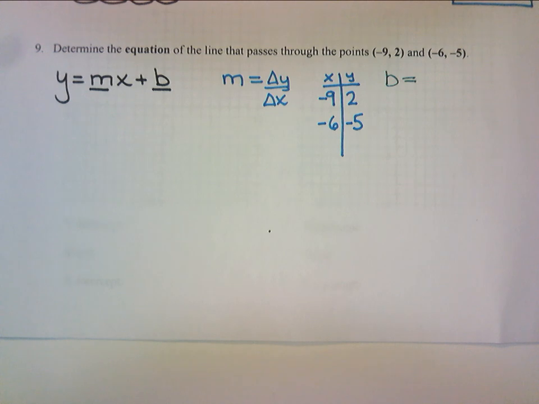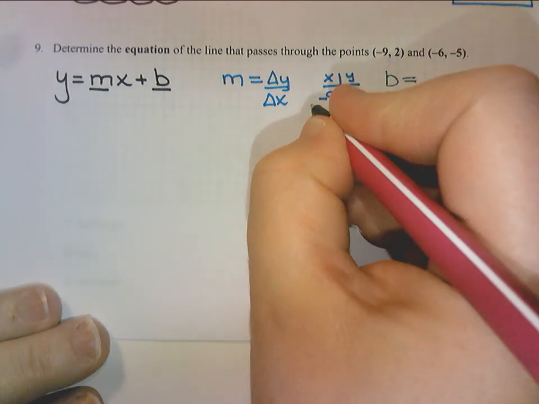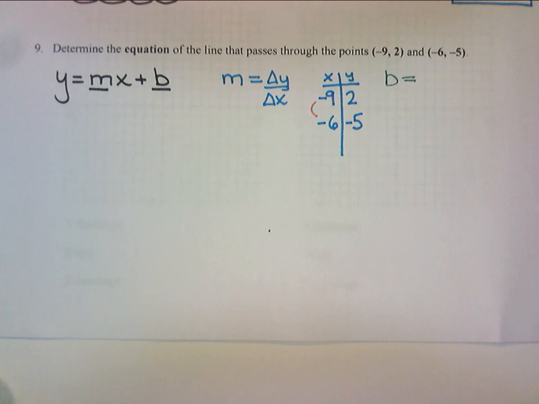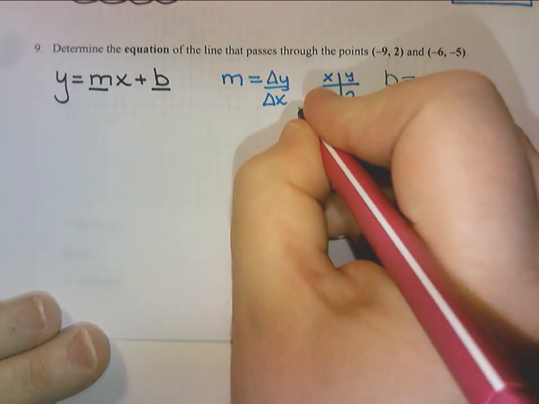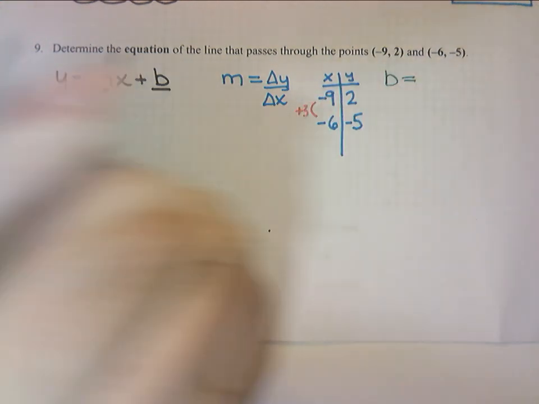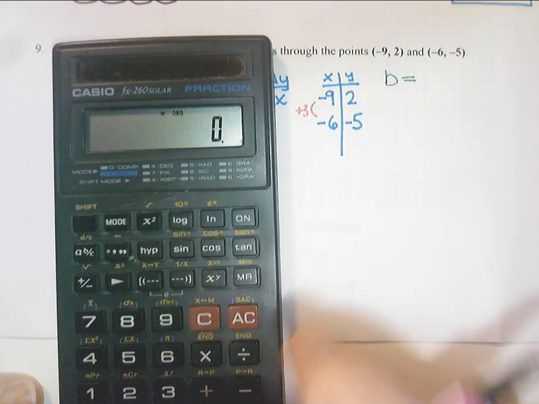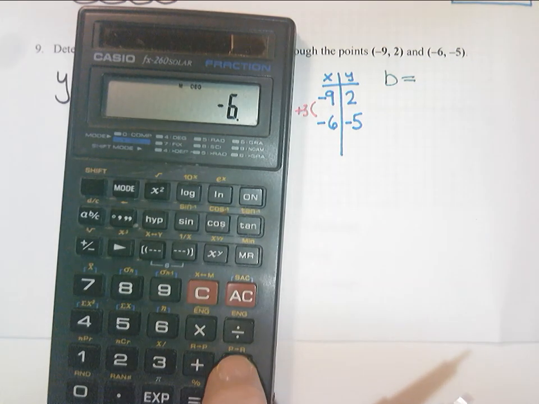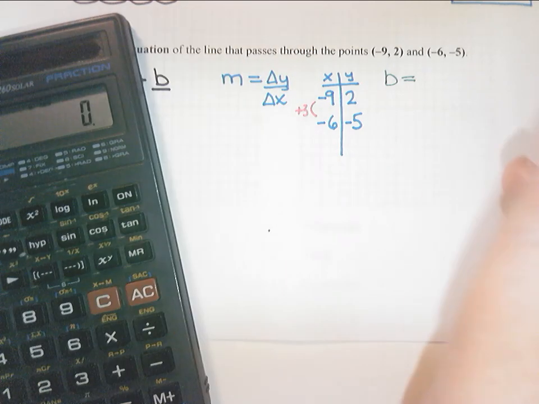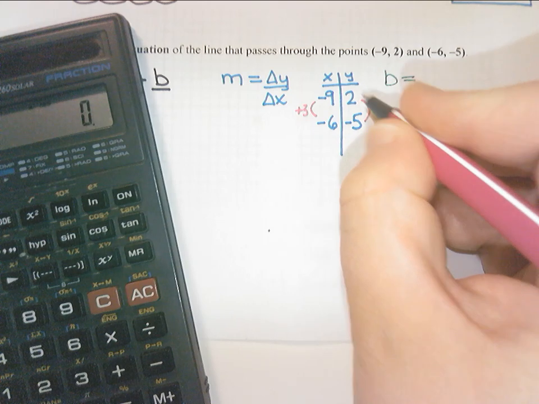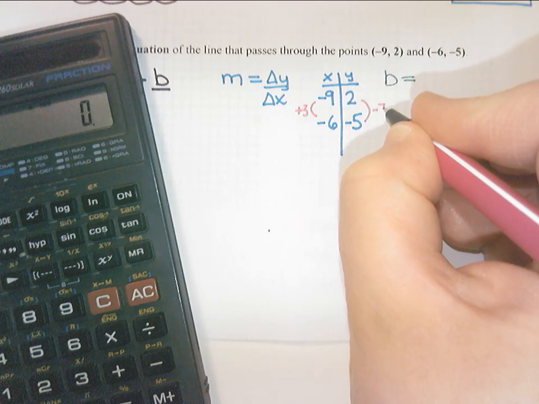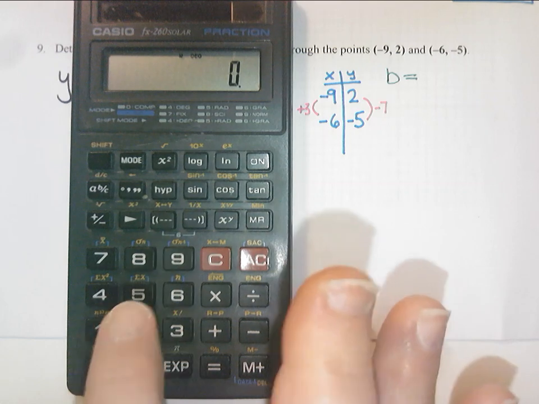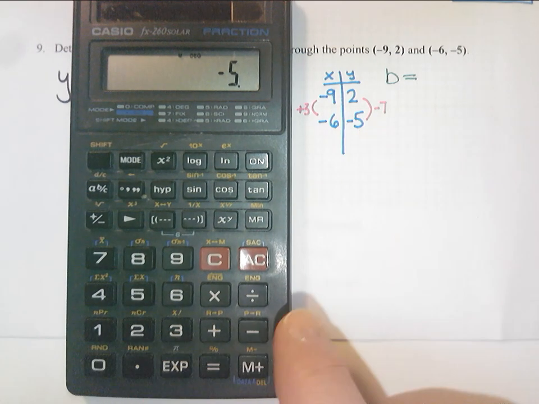To calculate our differences, we're going to try to figure out how did I get from -9 to -6. I added 3. If you can't do that in your head, take the second number, so -6, and then subtract the first number, which is -9, and I get +3. On the other side, to get from 2 to -5, I subtracted 7. Once again, if you need to do that on your calculator, I would do -5, the second number, minus 2, the first number, and I get -7.